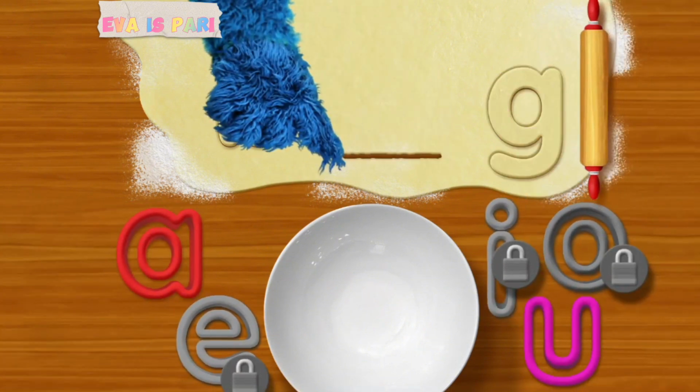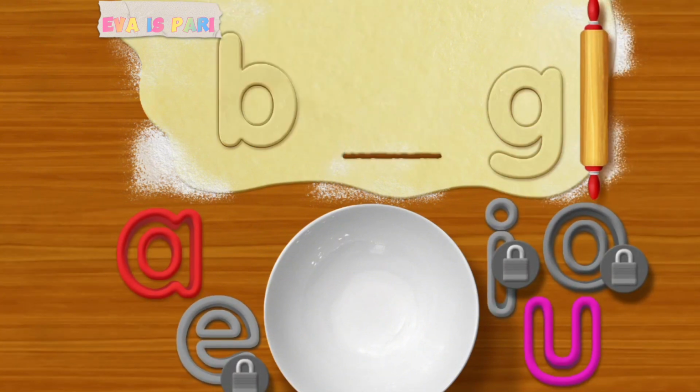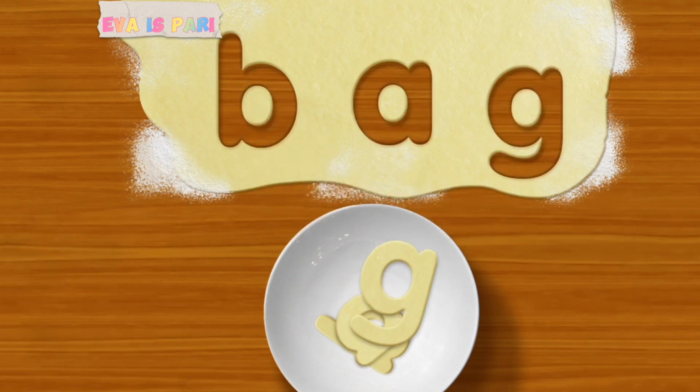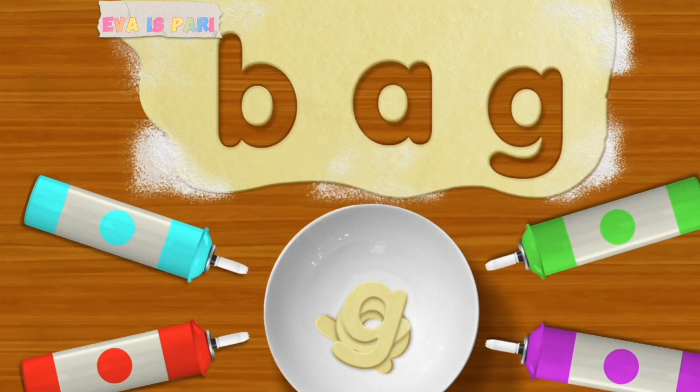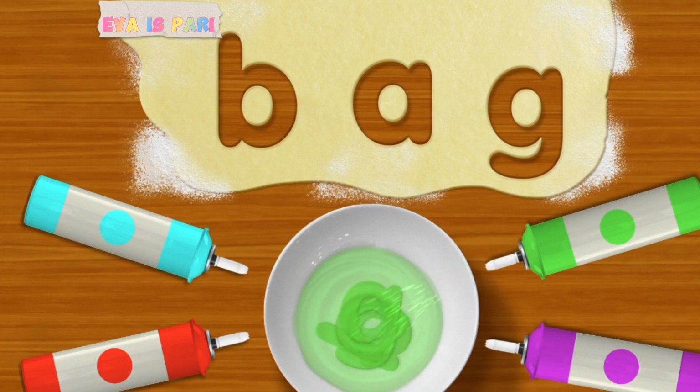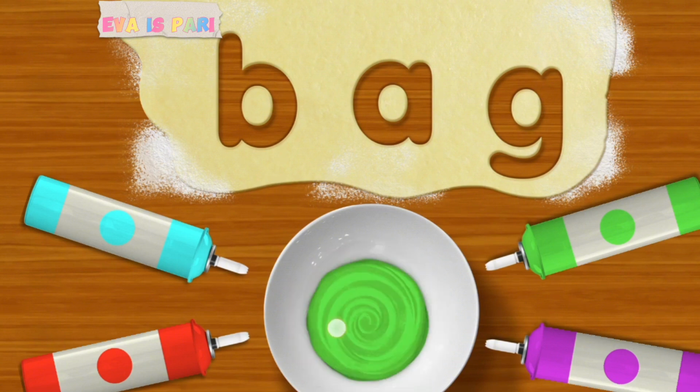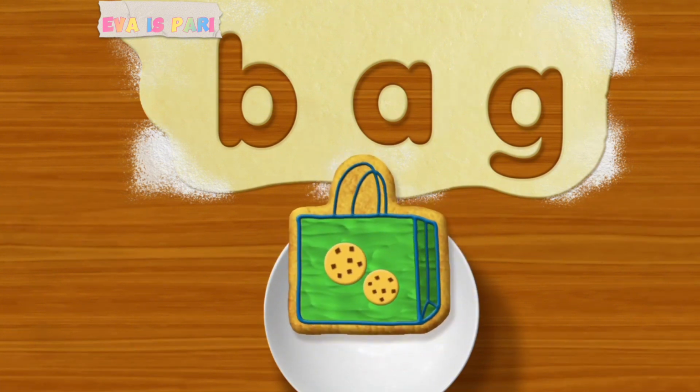B, G. Which letter is missing? It's A. B-A-G. Bag. Mix it, mix it, mix it, mix it. Our bag cookie is ready.